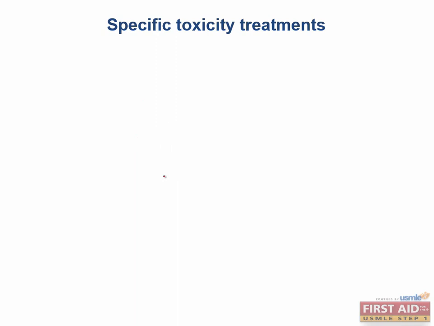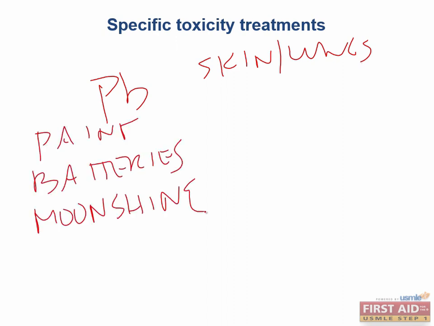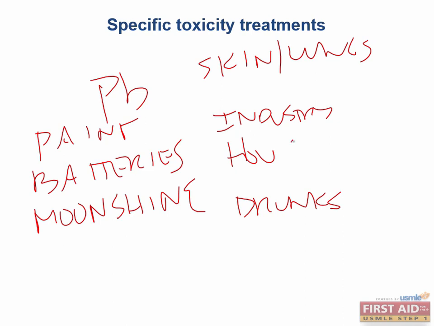Lead is probably the most high yield of any of these because it is easily absorbed through the skin and also through the lungs. Lead is involved in the making of paint, batteries, and also moonshine. So when you're thinking about the vignette, look for industrial workers, drunks, and people that live in a house that was built before 1970. That's when they outlawed the use of lead paint in homes. Again, you can technically give any of these chelators, but traditionally EDTA has been used for lead poisoning. More importantly for you, it is to recognize the lead poisoning than it is to know how to treat it.